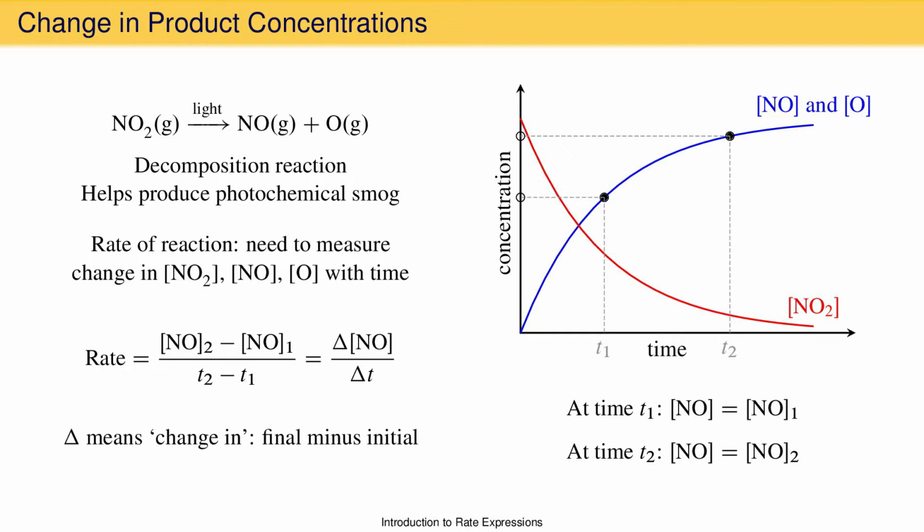This is read as change in concentration of nitrogen oxide divided by the change in time. It is worth pointing out that this is a positive quantity because the second concentration is larger than the first concentration and the change in time is always positive as well. This is how the rate of this reaction is expressed in terms of the change in concentration of the product, nitrogen oxide. This seems fairly straightforward, but this is not the whole story.